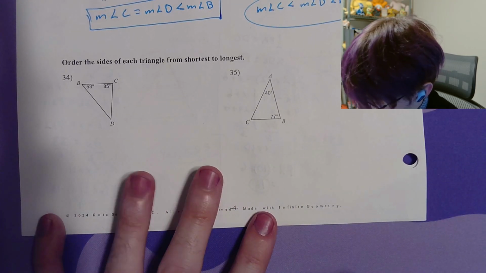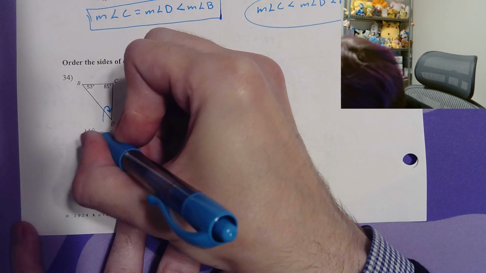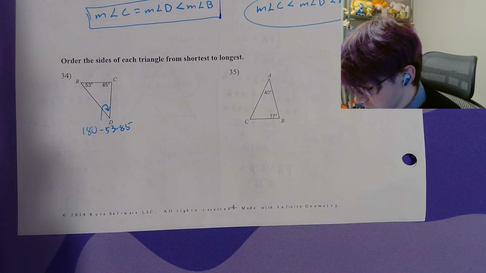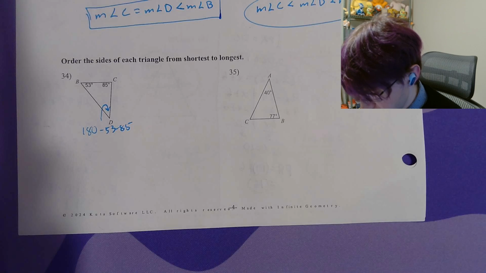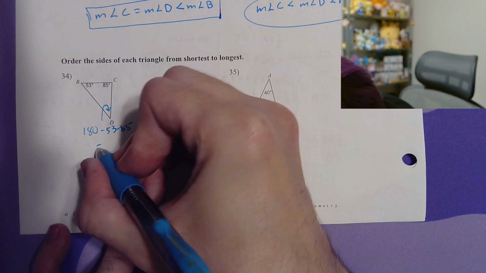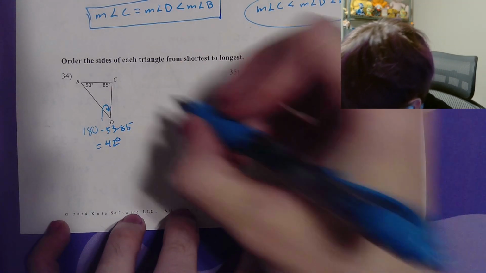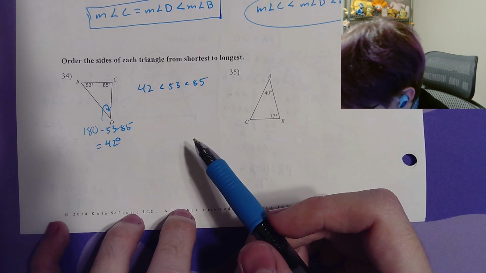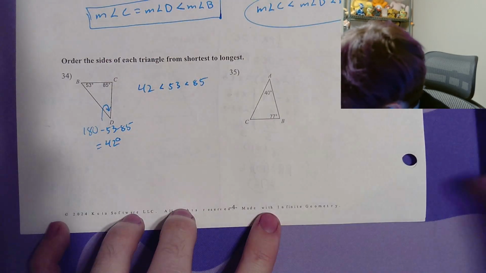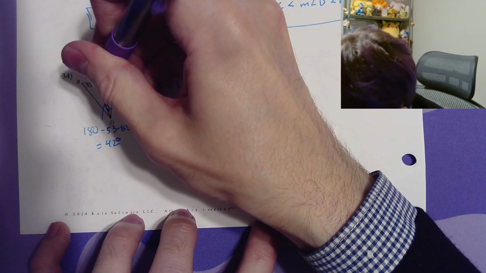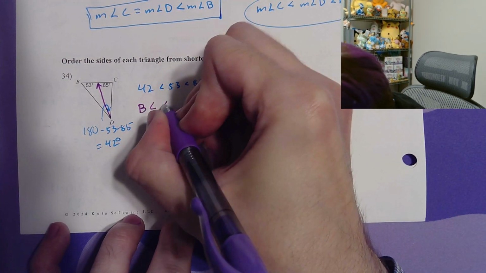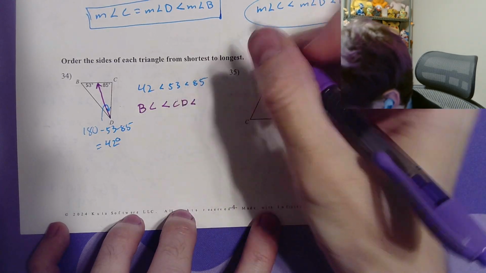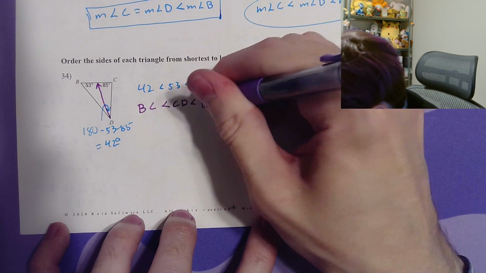Question number 34. So question 34, first we got to figure out what this angle is right here. That's going to be 180 minus the other two, minus 53, minus 85. I remember from earlier today, it's going to be 42. Is that actually 42? I'm like 95% sure because I just did it in my head, but I'm not thinking straight. So I'm going to double check. Got this 42. So 42 is the smallest value. So 42 is less than 53, is less than 85. So talking about the angles there, that's what there is. But we're talking about the sides though. So 42, that's the angle D here. That goes with the side BC. So BC is less than, and then 53 is next. 53 goes with CD. And 85 goes with BD.